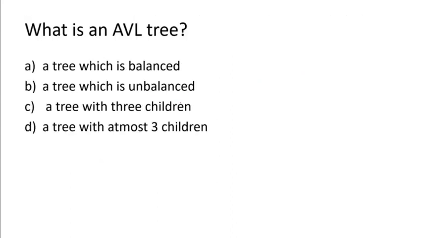What is an AVL tree? A tree which is balanced, a tree which is imbalanced, a tree with 3 children, a tree with at most three children. What is the answer? Simple question, right? These are the kind of questions you get on AVL trees. The answer is: an AVL tree is a tree which is balanced. Okay?